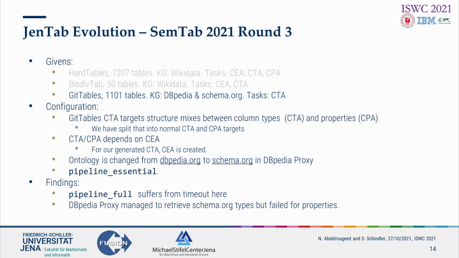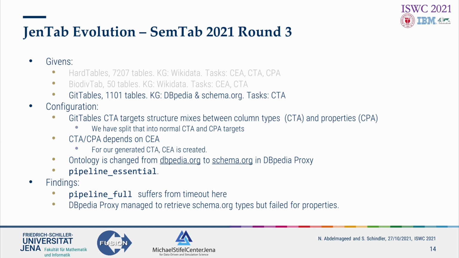The last dataset in the final round is GetTables. It asks for only CTA to be solved from DBpedia and schema.org. It has an interesting table and target structure. We have found that the targets combine column types and properties. We have split the given targets into normal CTA and CPA targets. Then we have created the CEA targets for the newly derived CTA.